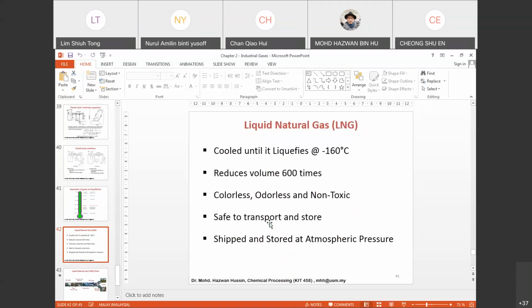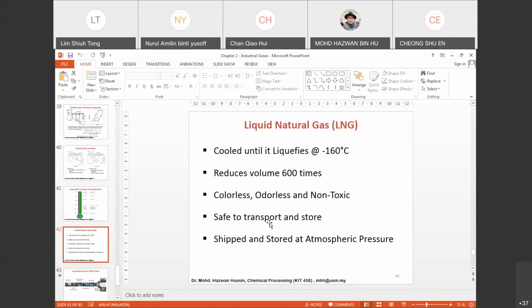So liquid natural gas, LNG, you'll see a lot in cooking gas, and some vehicles also use LNG. Liquid natural gas is liquefied at a temperature of minus 160 degrees C. The volume will be reduced as much as 600 times. Imagine the volume of the gas is 600, and then when it is compressed and liquefied, it has been reduced in volume to 600 times.